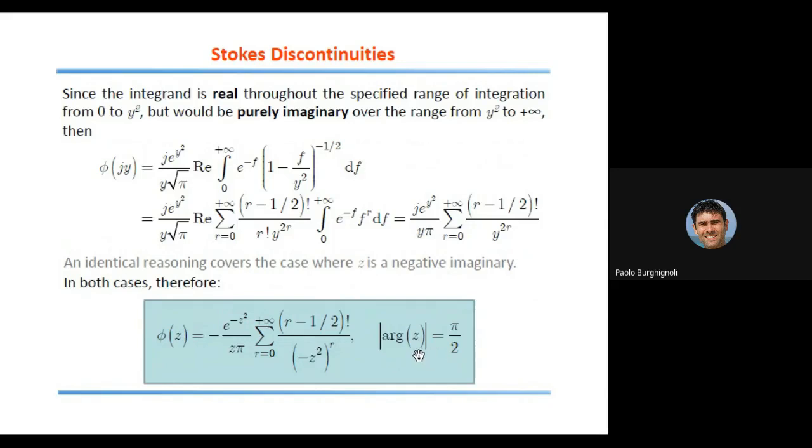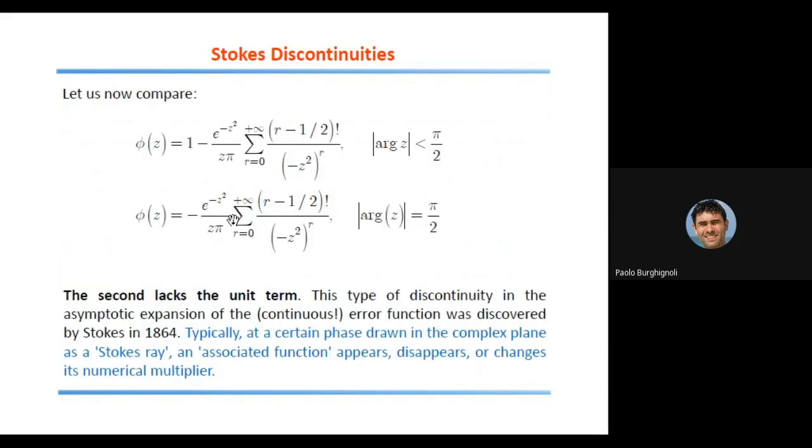Now, it's interesting that this asymptotic series is not the same asymptotic series we obtained on the right half plane of the complex plane. You can compare the two results. This is what we obtained before, when the argument of z was less than pi over 2. And you can see there are two terms, a constant one, and then this asymptotic series. Whereas on the imaginary axis, we have only the asymptotic series without the constant. Well, this is the typical landmark of a Stokes discontinuity.